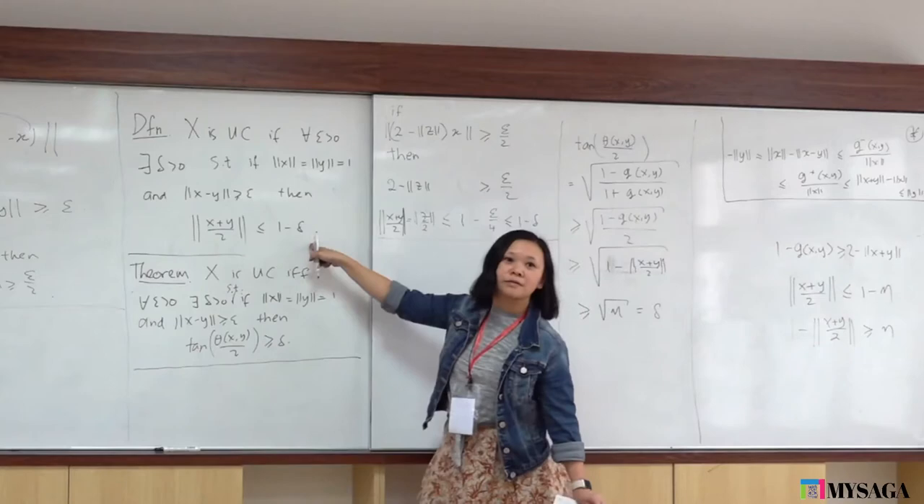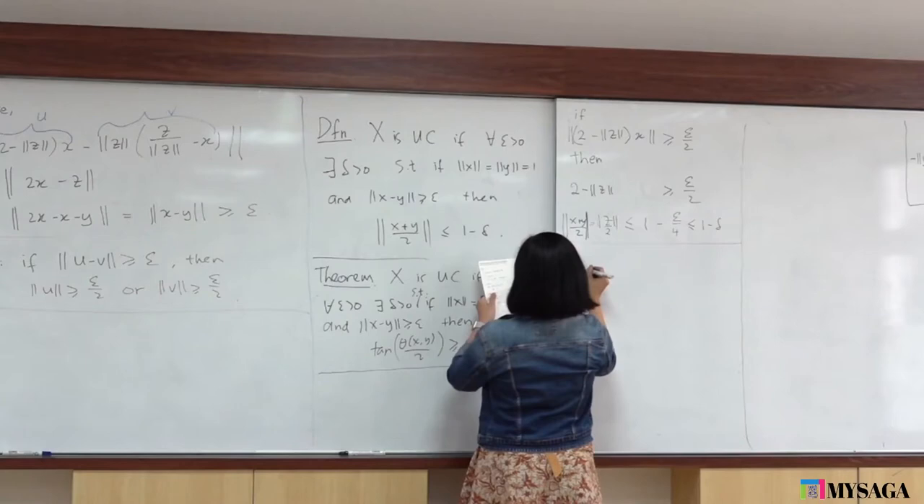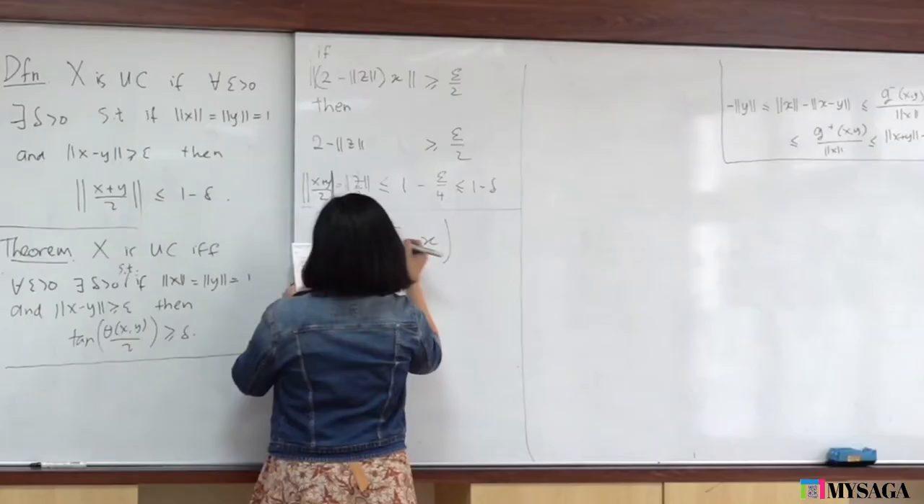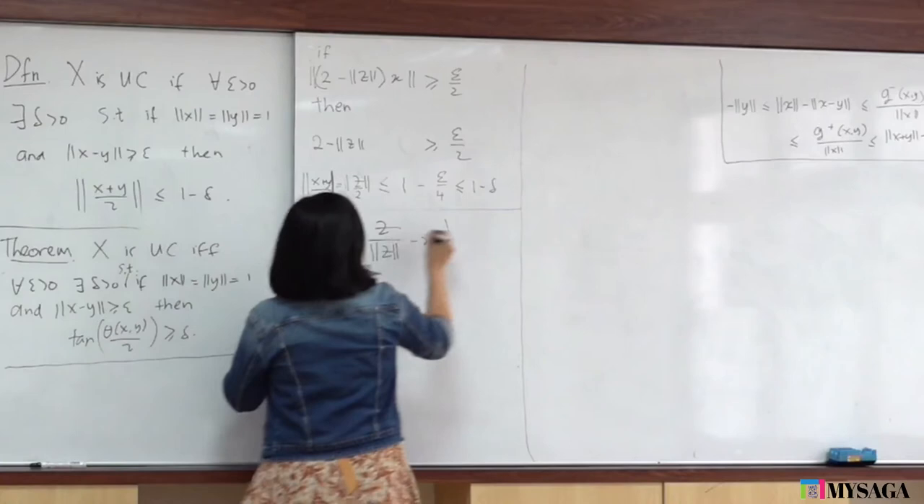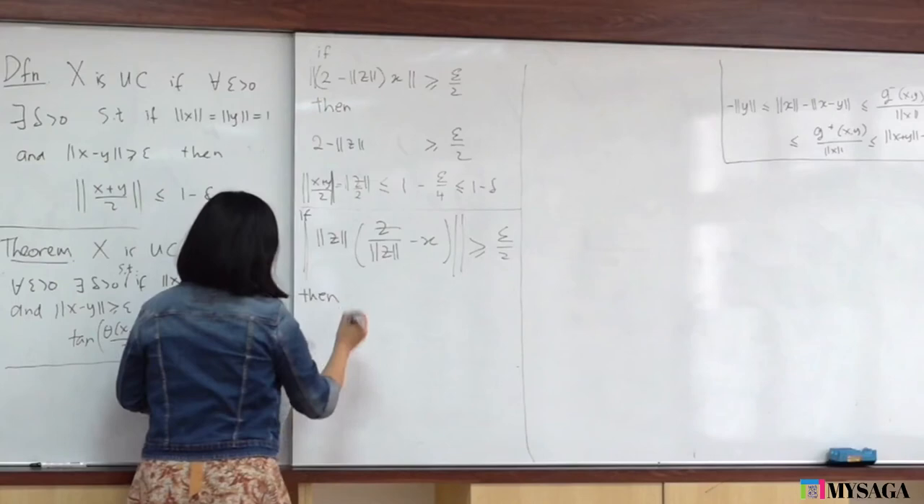Alright, last case. Last case is that guy. So let me just take the norm of z out already. Or no, maybe not. Norm of z times z divided by norm of z minus x, everything with the norm, greater or equal to epsilon over 2. Okay, this implies what? So if this, then we have, let's multiply it in.